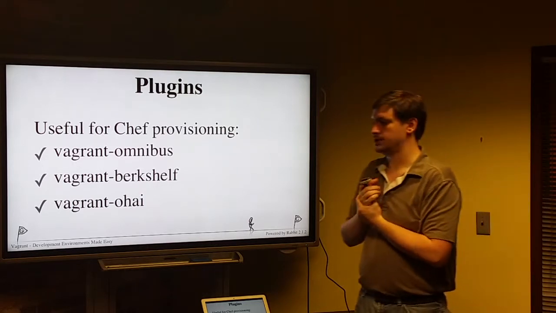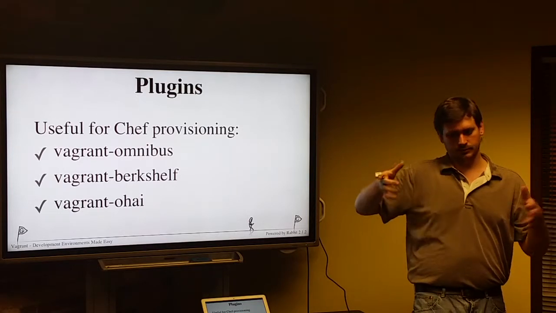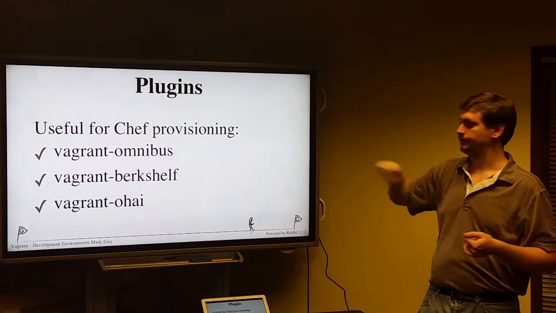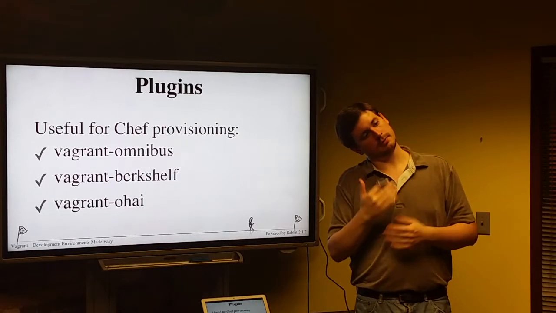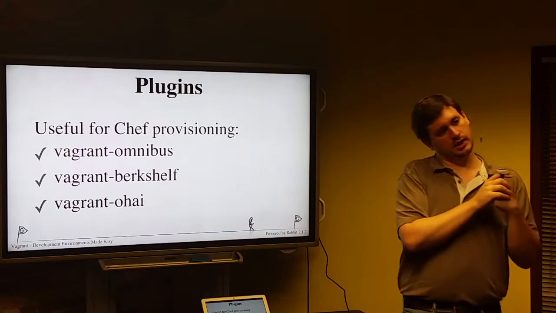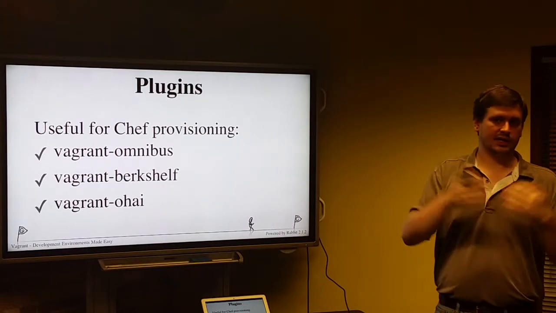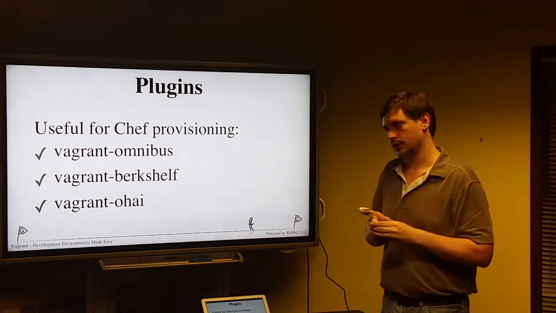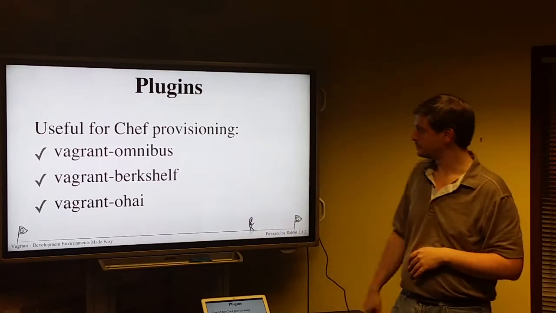Berkshelf is something that helps Chef install dependencies for recipes, and this will automatically go and get them for you. Vagrant Ohai is just another part of Chef that provides some of Chef's variables from the host, meaning if your host needs to have some kind of keys or private keys to access a host server or a Chef server or whatnot, it'll provide those transparently.